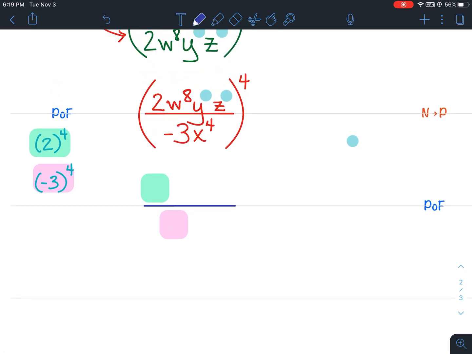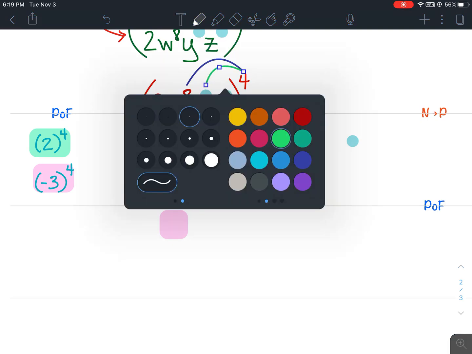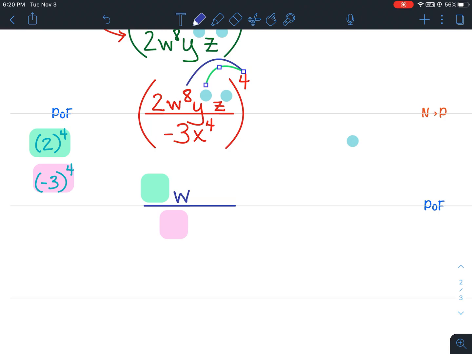Then to finish the problem, we multiply our exponents. So you'll take 4 times 8 to find the exponent for the w, the exponent for your y times 4 to find that new exponent, then the exponent for the z times 4 for the new z exponent, and then last you'll take 4 times 4 for the x in the denominator.